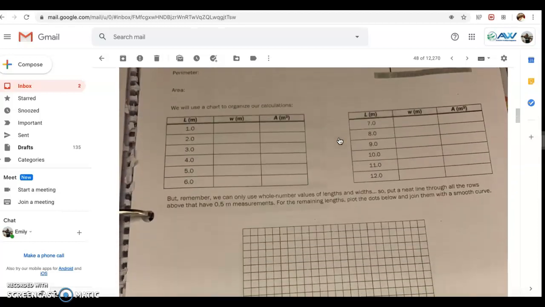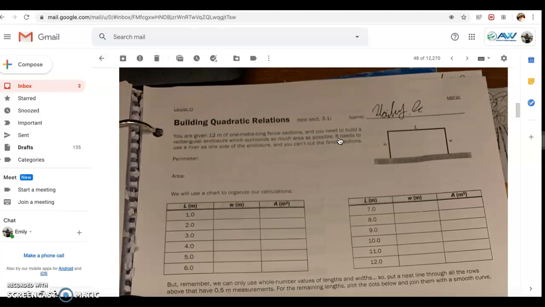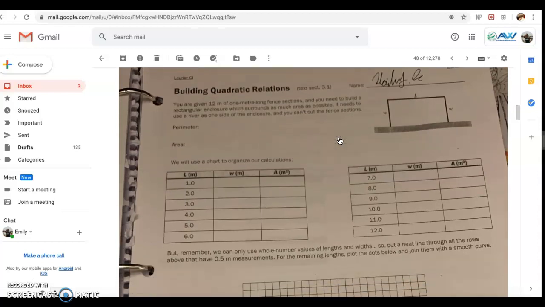All right, next thing, building quadratic relations. You are given 12 meters of 1 meter long fence sections, and you need to build a rectangular enclosure which surrounds as much area as possible. Needs to use a river as one of the sides, and you can't cut the fence sections. So you want to know the area and the perimeter. So you're making a rectangular enclosure. You only have to build 3 sides of the enclosure. The remaining side is just against a river. Okay, so that would look like this.